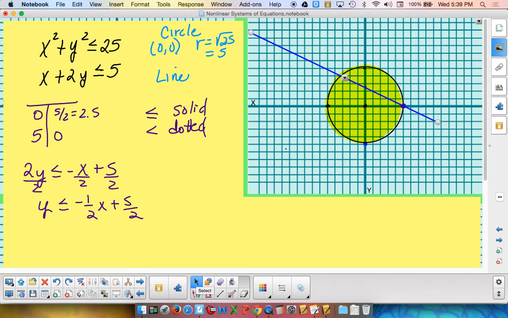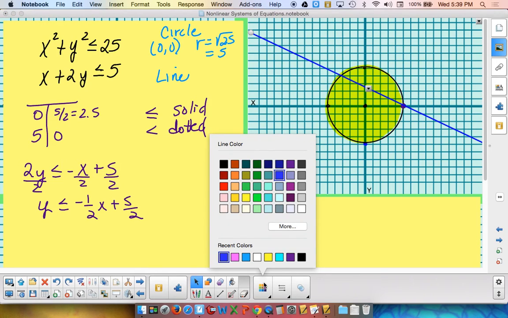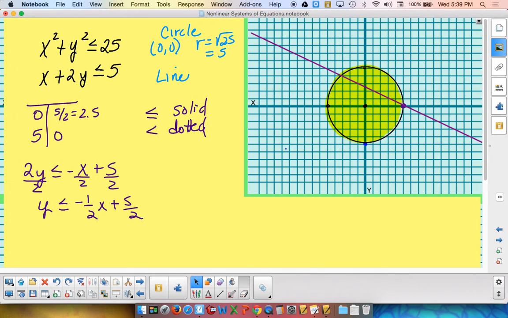And then last but not least, I need to shade this one. Well, how do you shade a line? Well, there are 2 ways once again. We can do a quick sub in of the point 0, 0 to see which way to shade. So if I subbed 0, 0 into this equation, I can go, is 0 plus 0 less than or equal to 5? And yep, that's true. It is. So since it's less than or equal to 5, I should shade towards 0, 0.